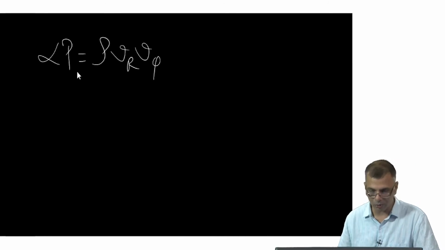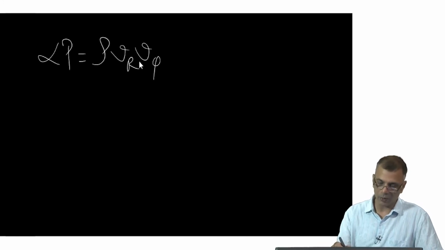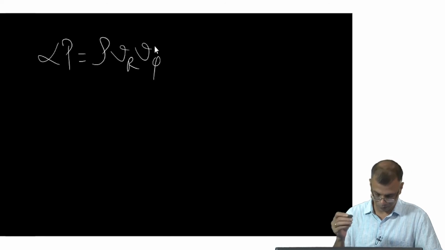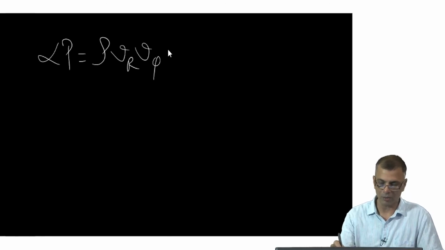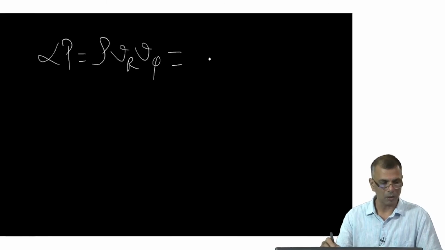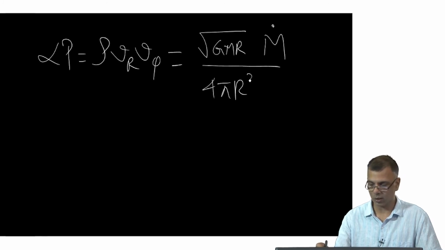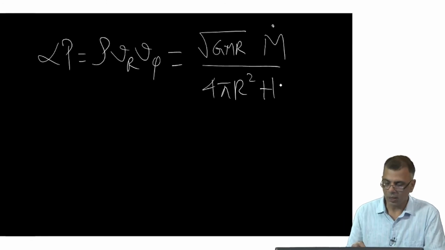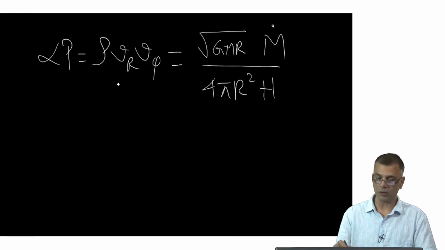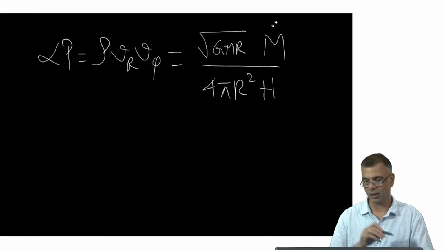So alpha p is equal to rho times V R V phi, and when I substitute the Keplerian value for V phi, this simply becomes the square root of G M R times M dot over 4 pi r squared h. It's very nice. What we've done here is, of course, substitute for the V R in terms of the accretion rate.